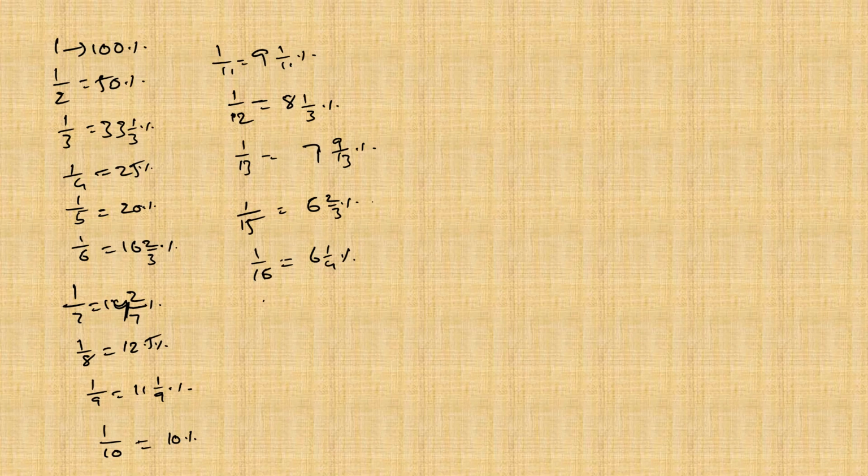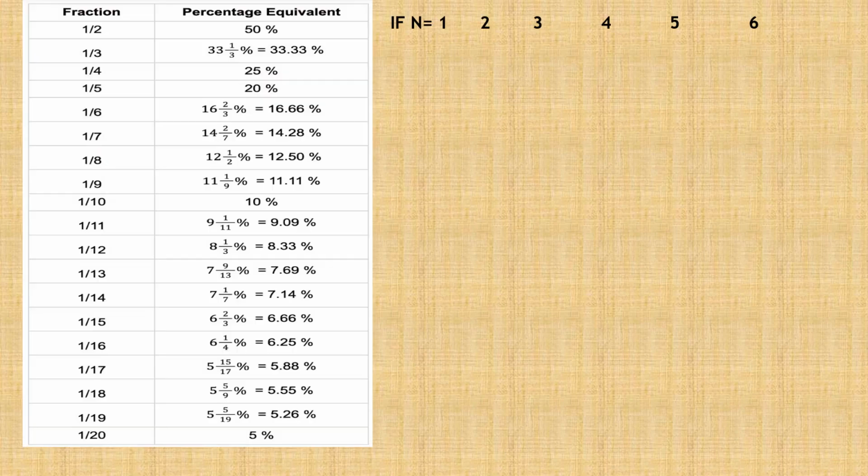And another important one is 1 by 20 is equals to 5%. Another one is 1 by 25, that is 4%. 1 by 50 is 2%, and that's it. These are enough. Here they are written in proper form. Just remember it. You need to remember it compulsorily.